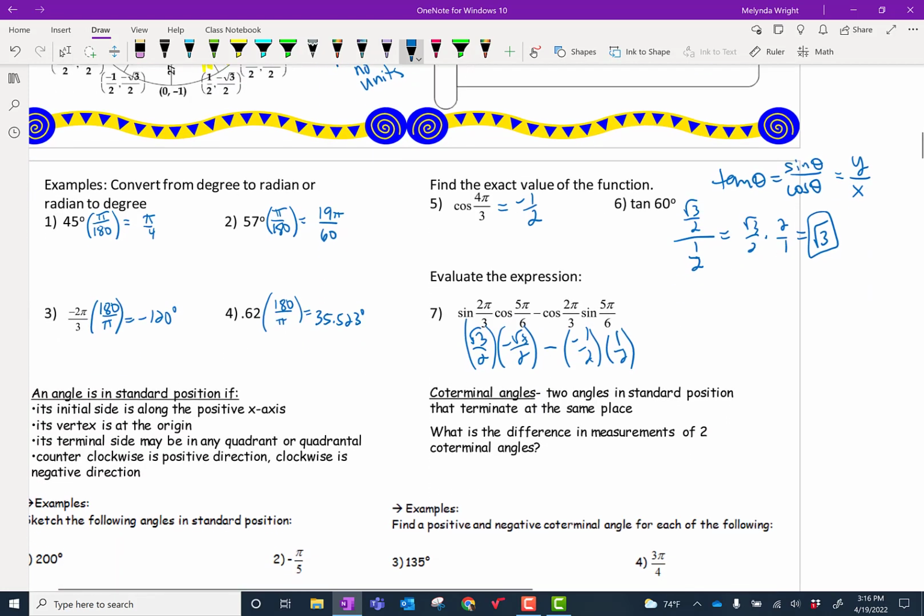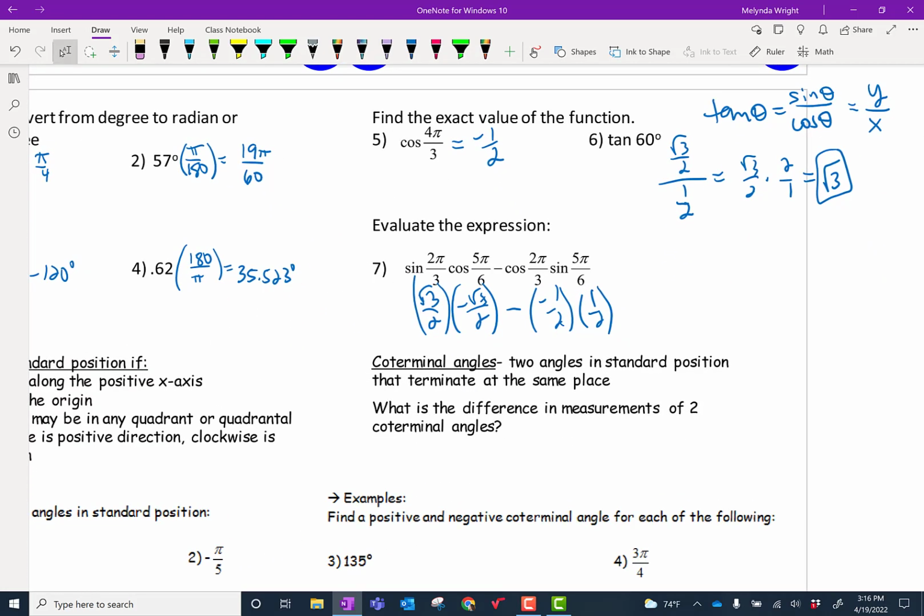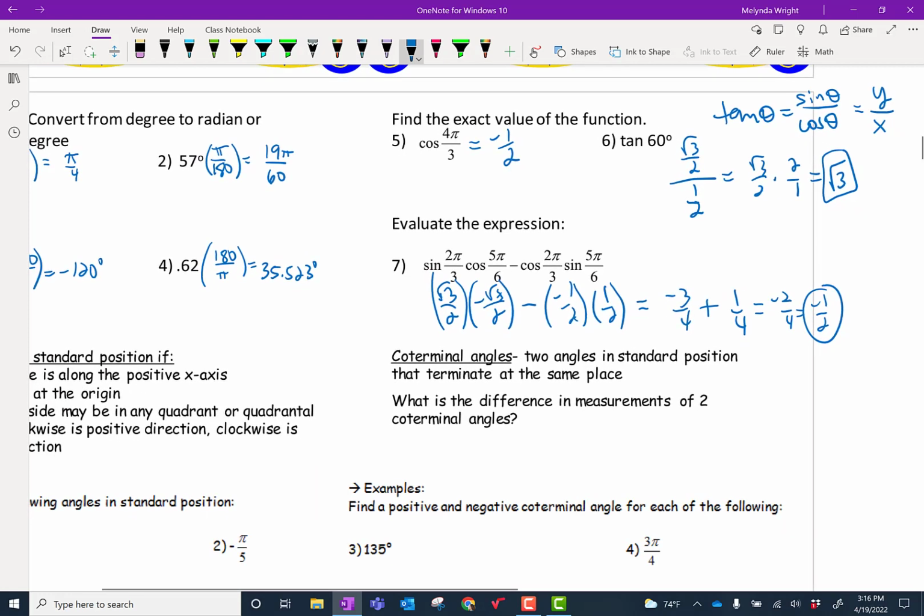And now it's just a matter of doing our arithmetic. √3 times √3 is 3. So this would be -3/4. Minus a minus would be plus. 1/2 times 1/2 is 1/4. And so let's see, -3/4 plus 1/4, that would be -2/4, which reduces to -1/2. Okay, so that's some exercises in using unit circle values.